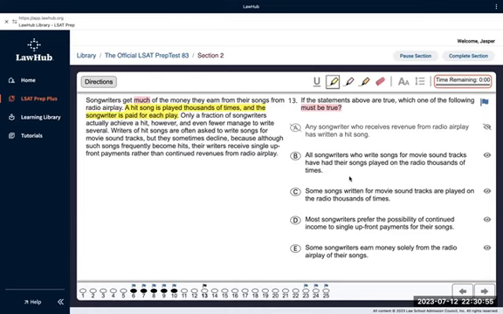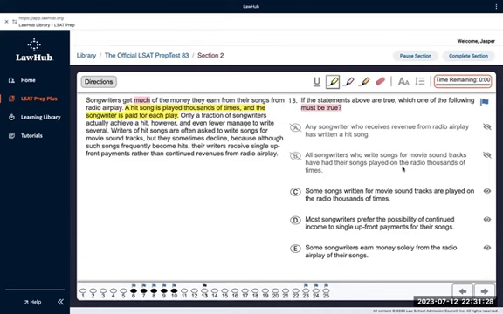All songwriters who write songs for movie soundtracks have had their songs played on the radio thousands of times. No, so we do know that writers of hit songs are often asked to write songs for movie soundtracks, but we don't know that they're the only songwriters that are asked to write songs for movie soundtracks. That would be like a monopoly, right? All the ones who write movie soundtracks have had that.